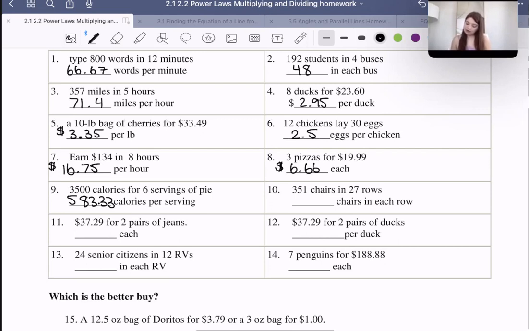Now we have 351 chairs in 27 rows. How many chairs in each row, or how many chairs in one row? Well, 351 divided by 27 is 13. So 13 chairs in each row.